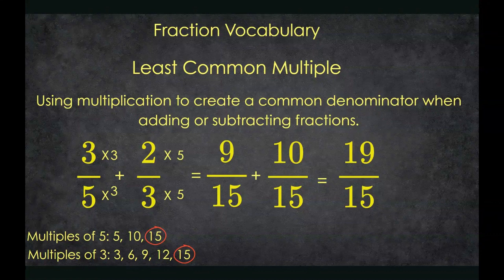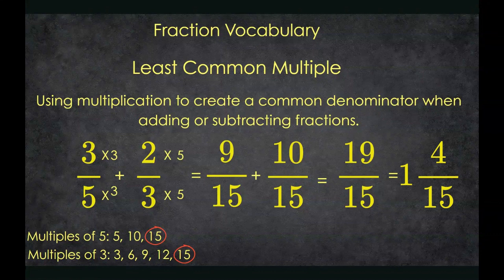So I want to think, if I have 19/15, how many 15ths would I need to equal one whole? Okay, so 15/15 equals one whole. And then I would have 4/15 left over because 15 plus 4 makes 19. So my mixed number is going to be one whole and 4/15.